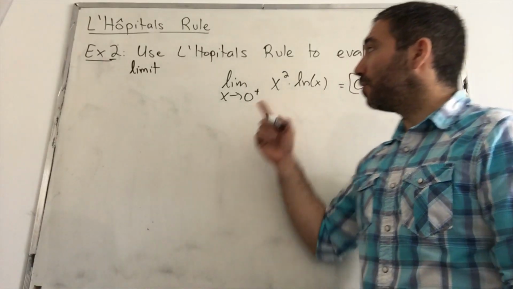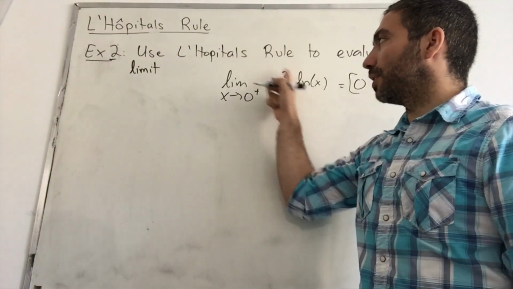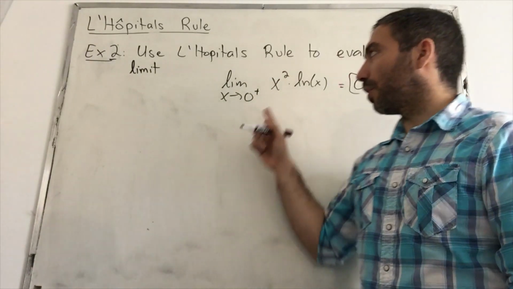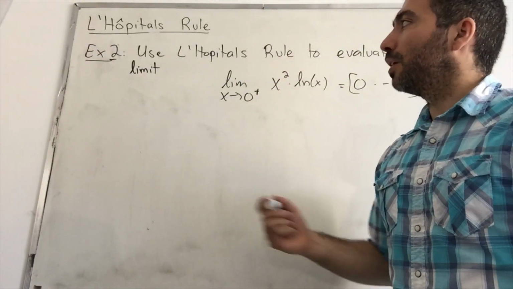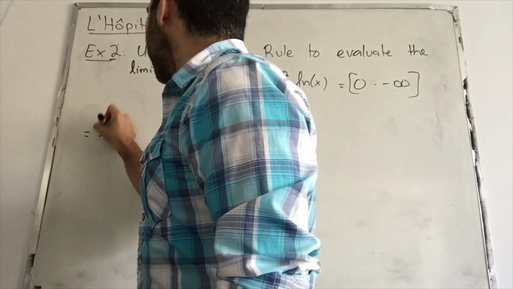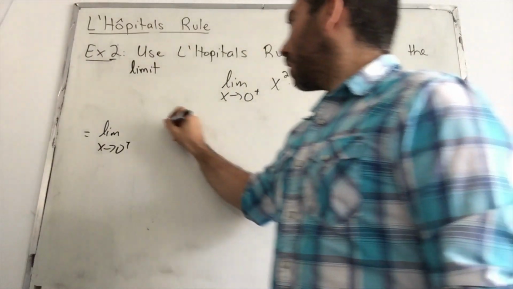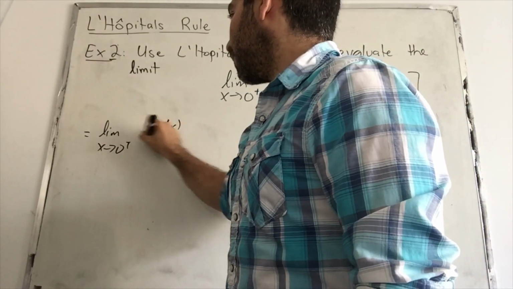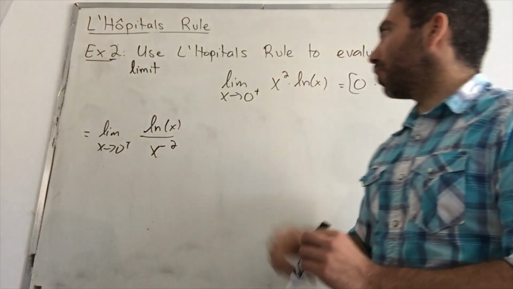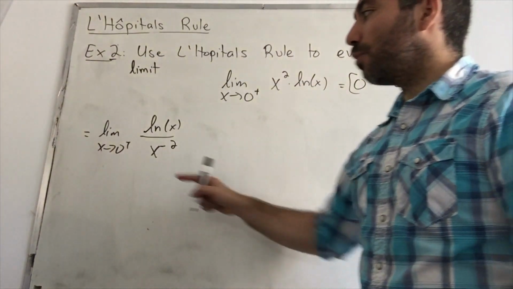Let's go ahead and try it. If you drop the ln of x, I think it might still work because your x squared is eventually going to disappear, but I think it's easier to drop the x squared, just in my opinion. So let's go ahead and do that. So I'm going to rewrite this as the limit as x tends to 0 from the positive side. I'm going to write ln of x over x to the negative 2. So I'm dropping the x squared, and since I dropped it down, the exponent becomes negative. And now we're going to evaluate the limit.